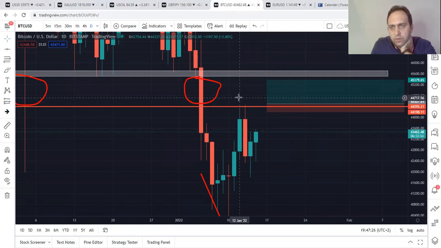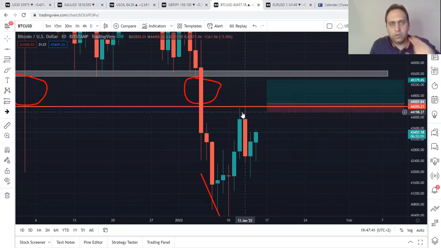First TP 44,700, no, 44,675. TP2 44,855, TP3 45,000 and TP4 45,353. Stop loss will be 44,200.